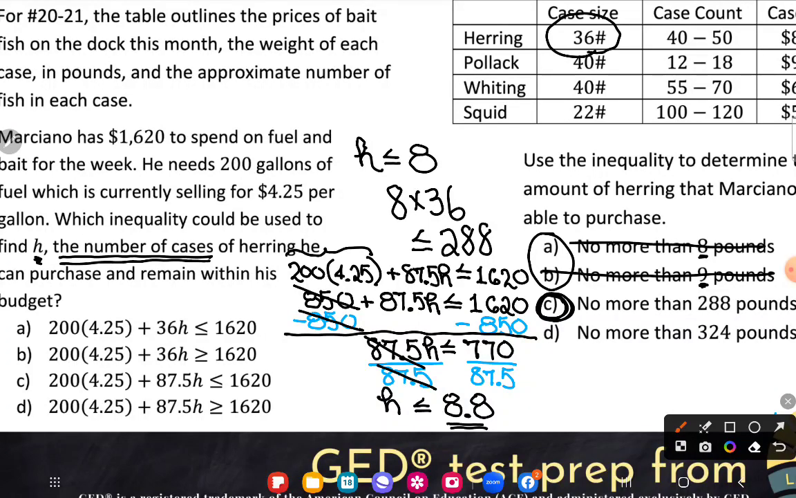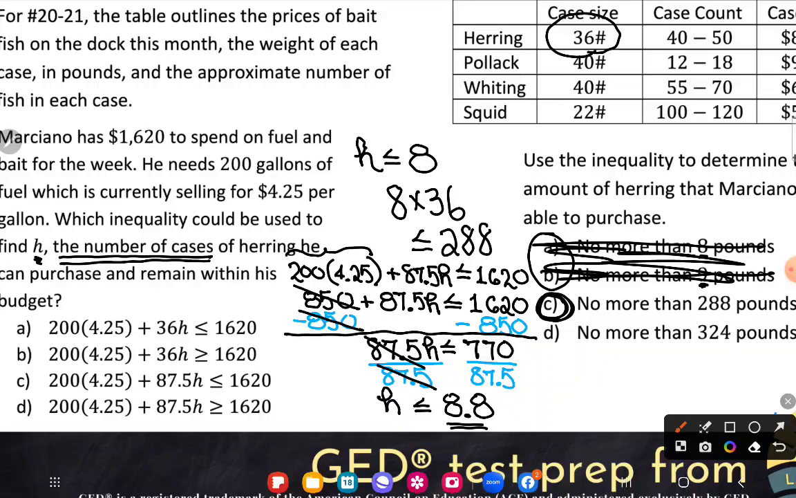Oh, and I did what I always say that I never do, which is make all answers C. I swear to goodness, I don't usually do that, you guys. I go through a lot of trouble to not do that, but it just happened to work out this time. So no more than 288 pounds is what he can buy.